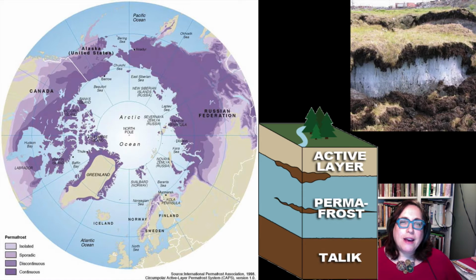So permafrost has a number of layers, of which frozen ground is just one portion. There's an active layer at the top that's seasonally frozen. And then talik is the unfrozen ground that lies below the active layer and the layer of permafrost.